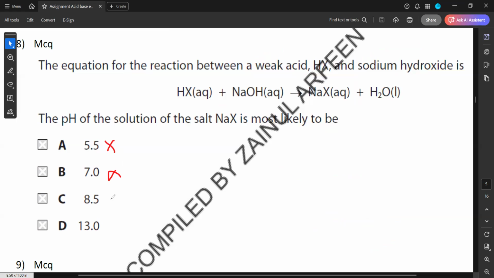Then what about the options above 7? We have 8.5 and 13. 13 is the pH for a strong base. They're not asking for sodium hydroxide. If they asked us for sodium hydroxide, we'd select D. But they're asking for a salt which is produced by the weak acid. A weak acid will have a conjugate base, so actually they're asking about the conjugate base. Because it's a conjugate base, that's why it is 8.5. Is it clear?